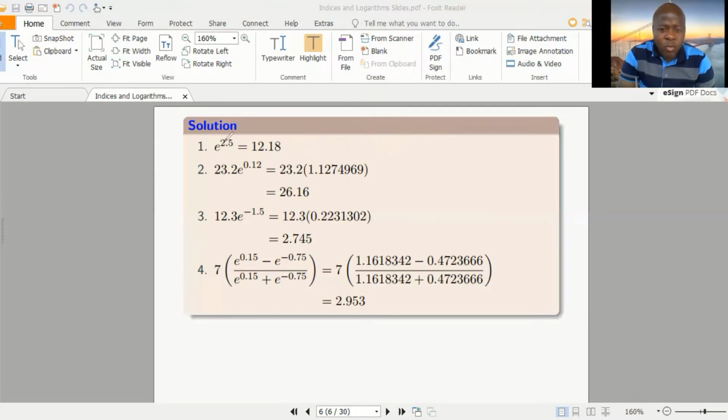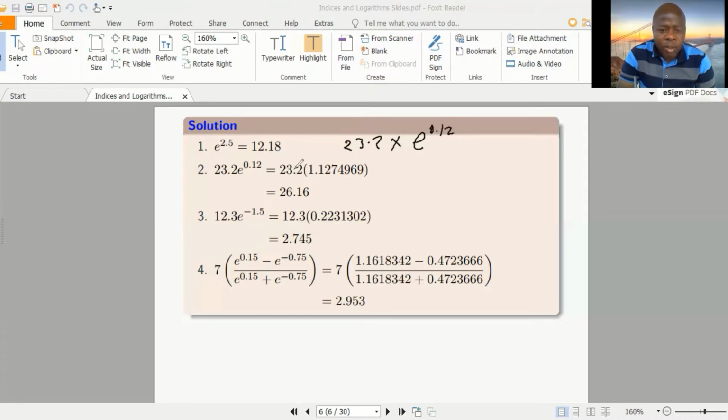Now, e raised to 2.5 gives me this. What about 23.2 multiplied by e raised to 0.12? That one you can just do on your calculator the way it is. Put 23.2 and then multiply by e. You don't even need this multiplication, but there's no problem. You can put then 0.12. Do what you get.